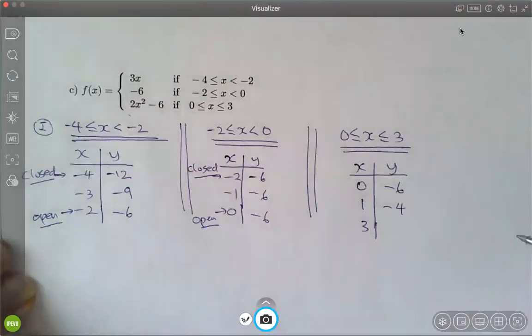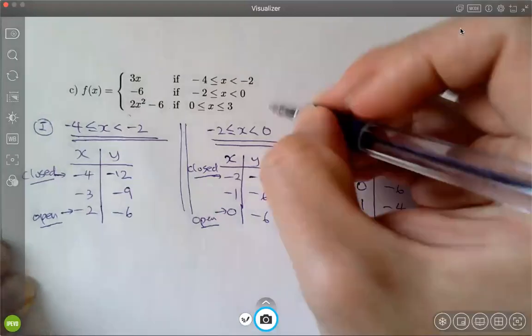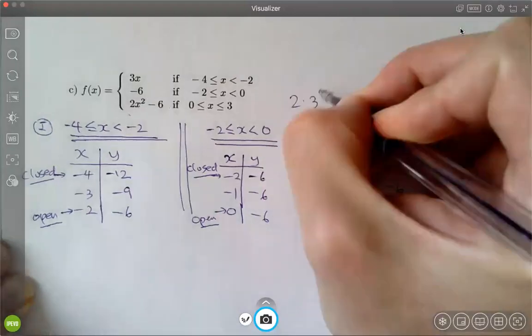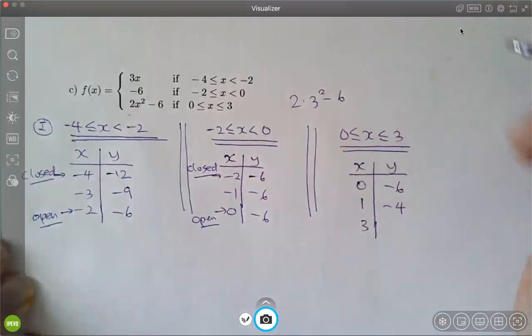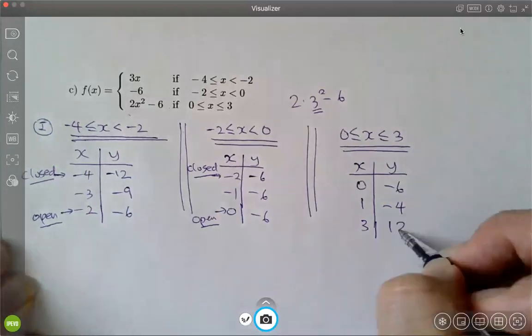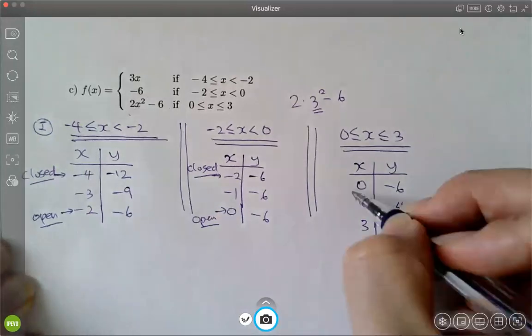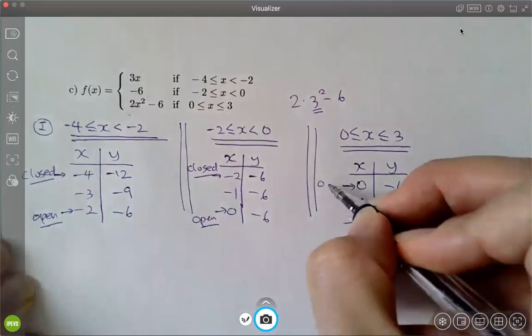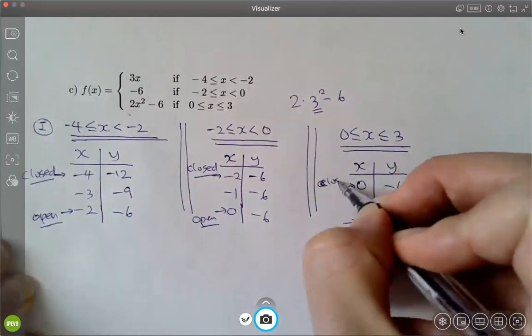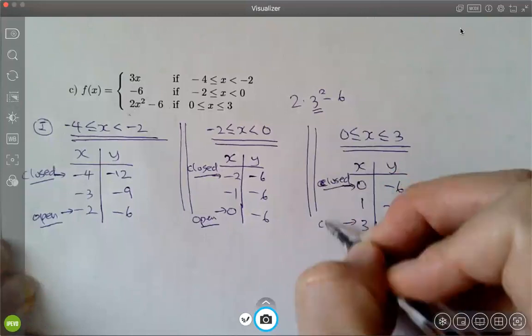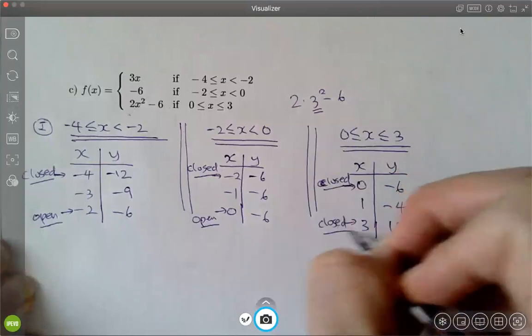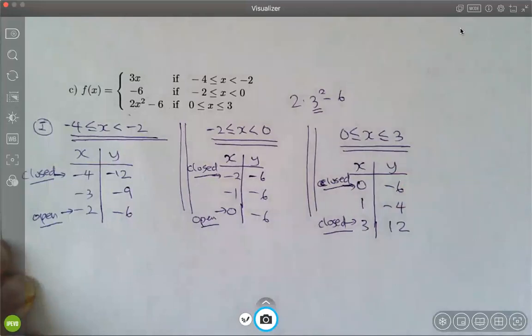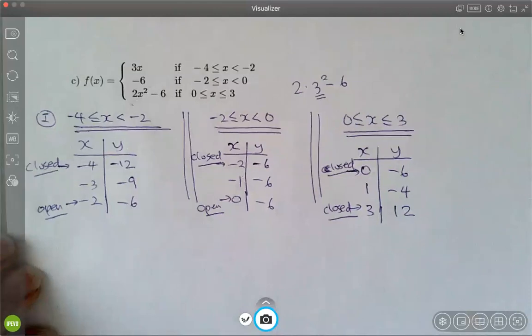And when x is 3, what's the value of y? So it's 2 times 3 squared minus 6. And then we do this one first, right? So it's 2 times 9, which is 18 minus 6, so that's 12, right? Okay, and then at 0 and 3, we put the solid dots, right? Okay, so now we got these 9 points, which is a lot, and we just have to plot them.